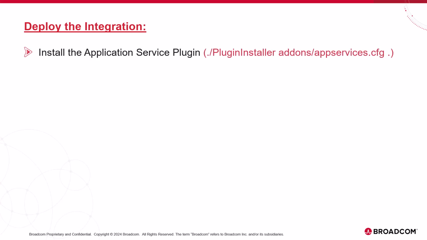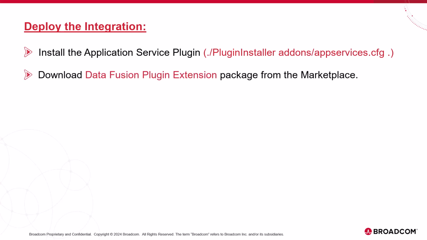Let's look at how to deploy the integration. First, ensure the Application Services plugin is installed as a prerequisite. The Application Services plugin and POJO extension have the CFG extension. In older agent versions, you might encounter a PAK file instead. Next, download the plugin extension package from the marketplace. This package contains all the necessary elements. Unzip the package and extract the content into a temporary folder.